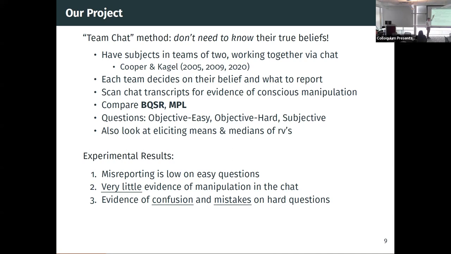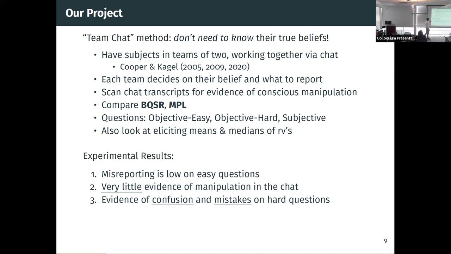So if they don't report the correct belief, is it because they didn't have the right belief, or is it because they actually wanted to manipulate? They wanted to lie on purpose about their belief. And the assumption is that if they are lying on purpose, they're going to chat it up. So like, okay, yes, my true belief is 20%, but let's report 40% because I think that gives a better outcome. If we see messages like that, then we have identified manipulations. Okay.